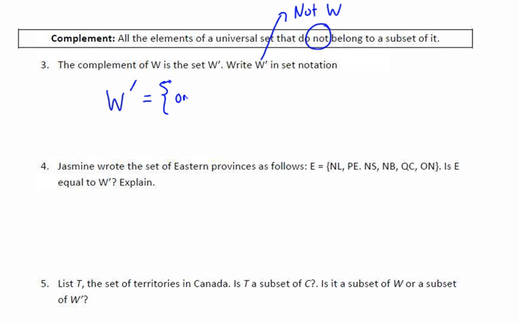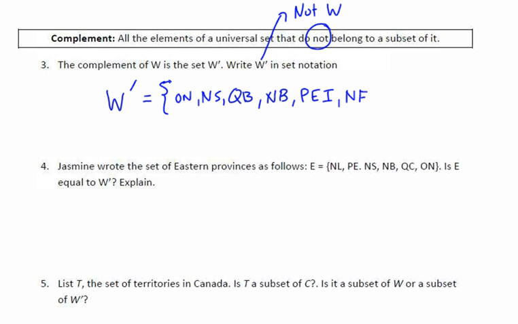Ontario. What else? Nova Scotia. Quebec. New Brunswick. PEI. Newfoundland. Is it NF? I forget. NFL or just NF? I think it might be NFL, actually.